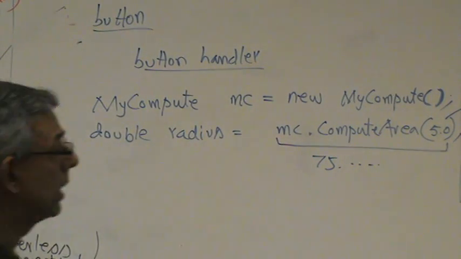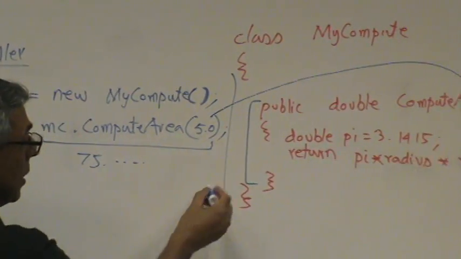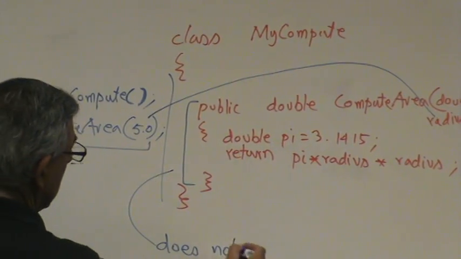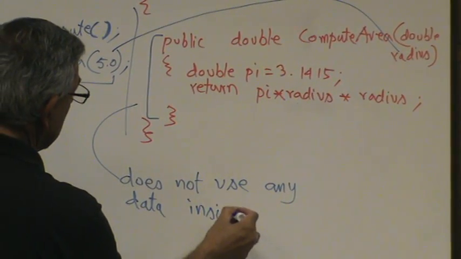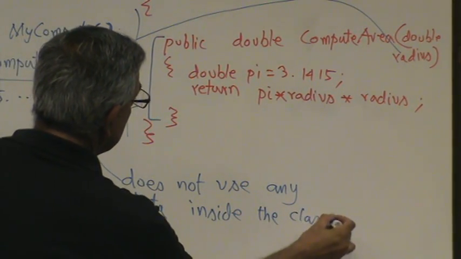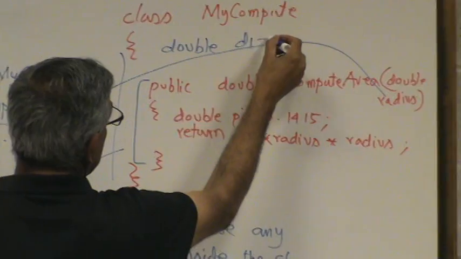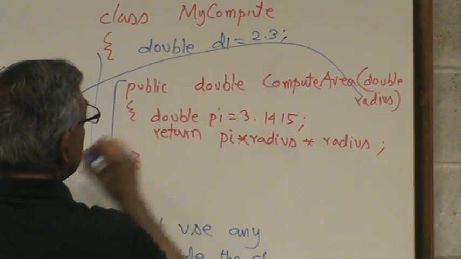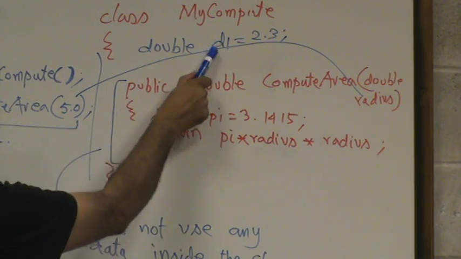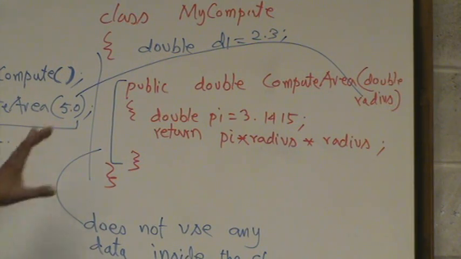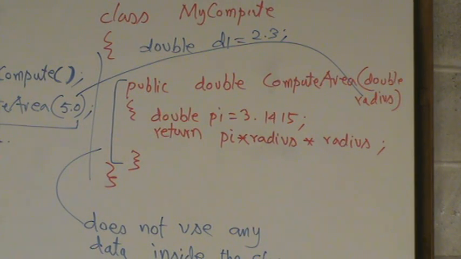However, if you take a look at this function, you will notice it's totally self-contained, meaning this function does not use any data inside the class. Okay, so let's pretend even if I declare something double, let's say d1 equal to 2.3. Okay, so I could have variables declared over here, but is the code in this function using this variable? No. No, so it's totally self-contained. To call this function, we do not need any memory inside the object, right?